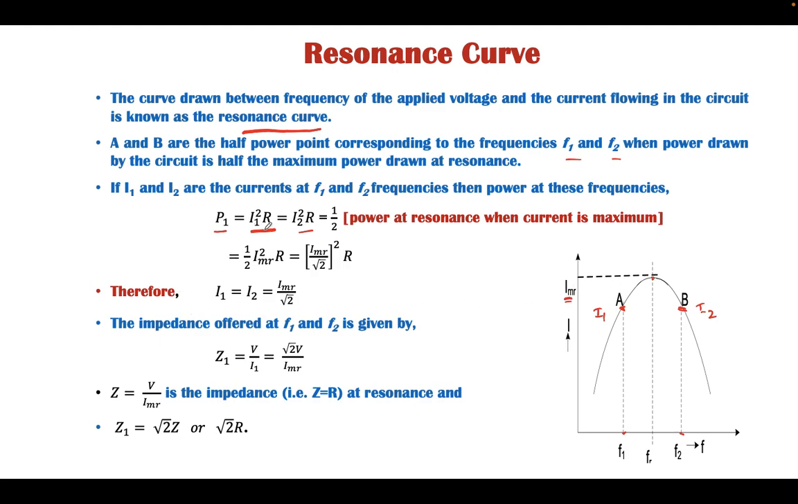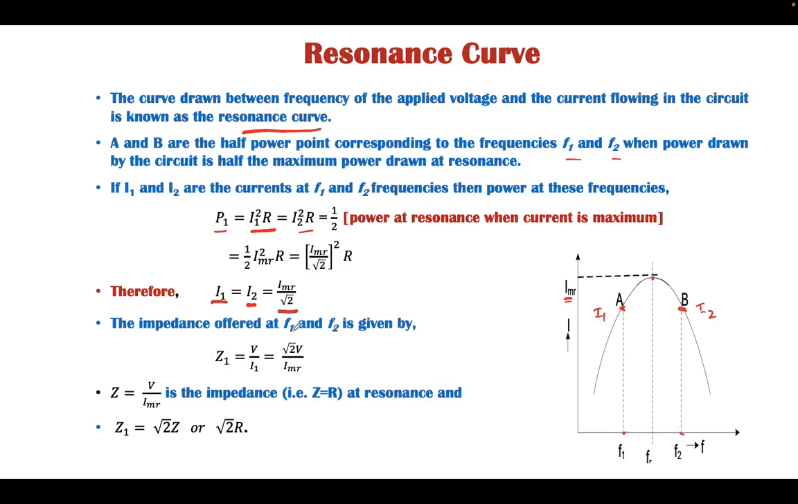Putting the value of I1 in terms of IMR, rearranging this equation, half of IMR square R, taking the square root, this will be IMR by root 2 whole square. Hence we can say I1 is equal to I2 is equal to IMR divided by root 2, and this is the case when the resonant frequency is FR.